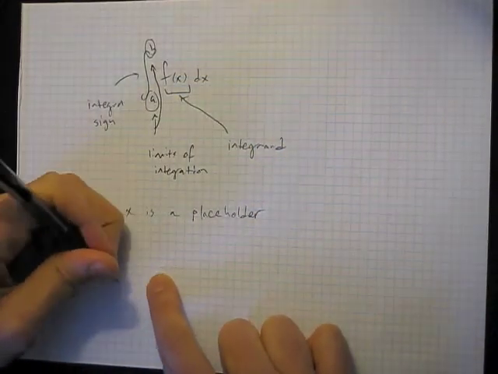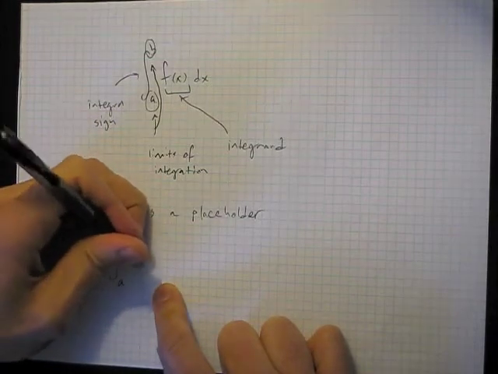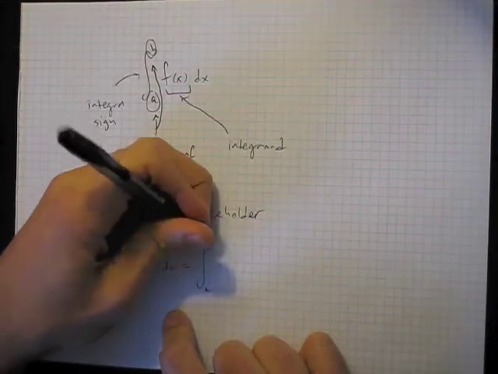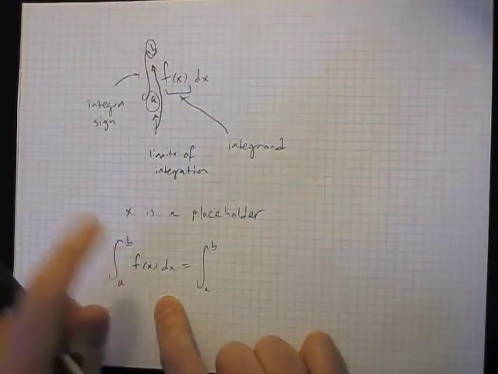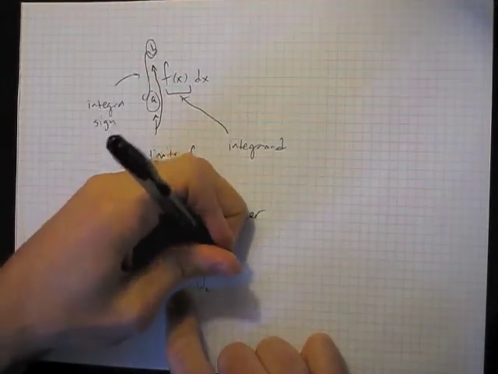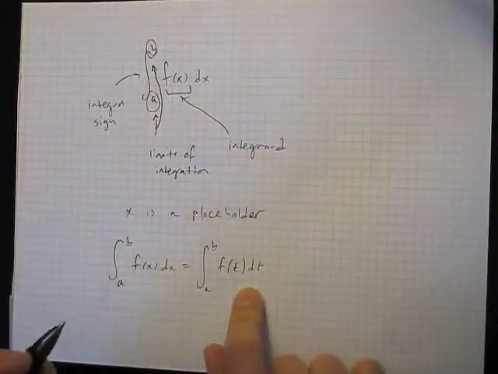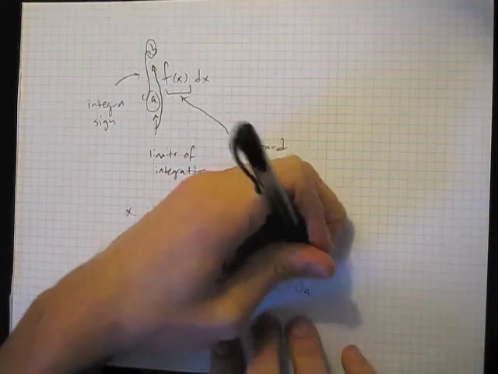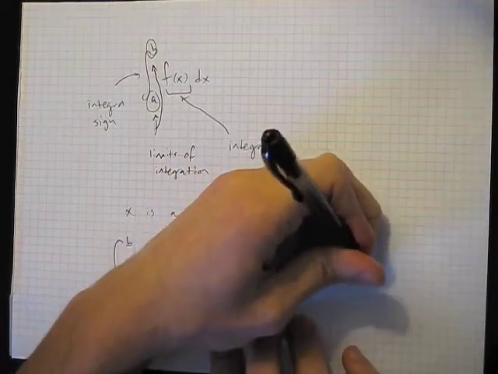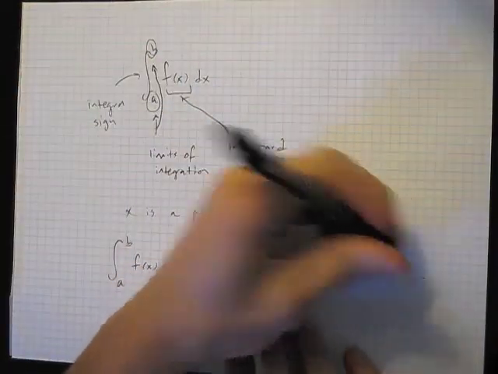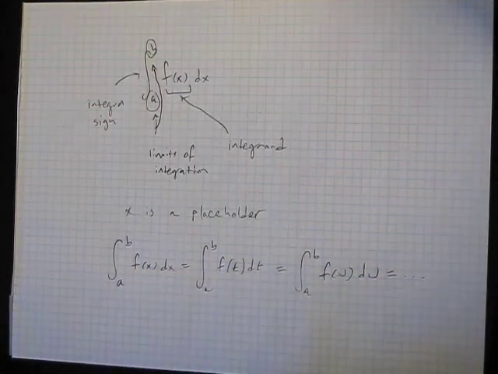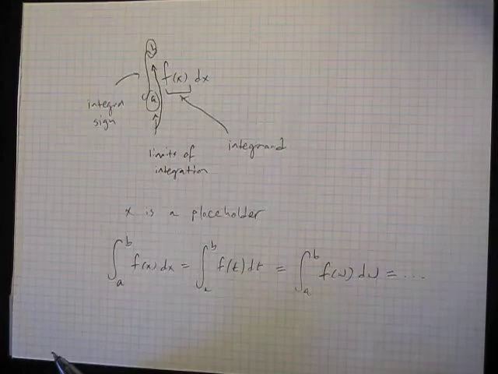x is a placeholder, so what that means is that all of these notations stand for the same thing. If I integrate from a to b f of x, that's the same as integrating a to b f of t, and that's the same thing as integrating a to b, let's say, f of w, and so on. The letter that you see in here, x, t, w, doesn't matter. All of this means exactly the same thing.